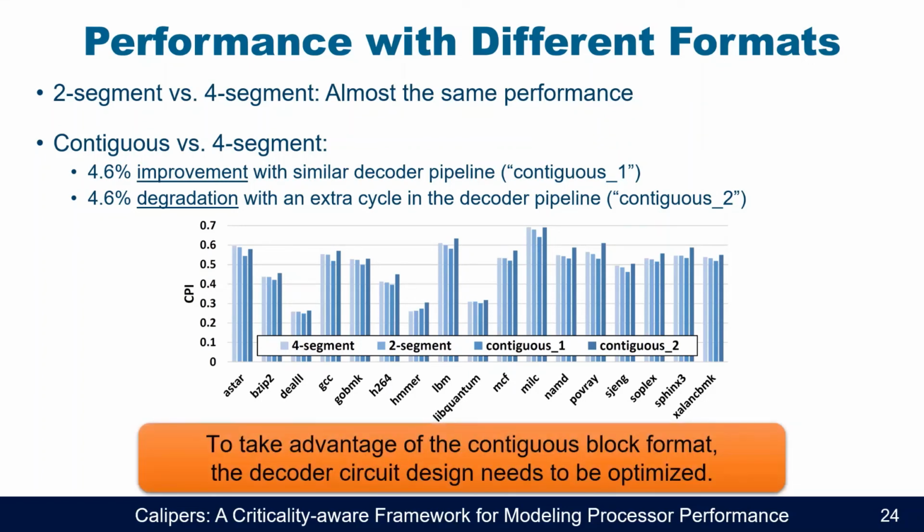So there is this interesting trade-off here. If the designer wants to adopt a contiguous block format, they need to optimize the decode logic so that there are no additional decode cycles, and the advantage of this format can be fully realized.